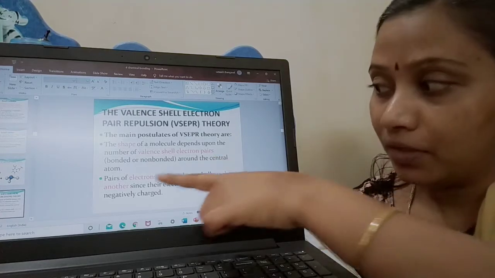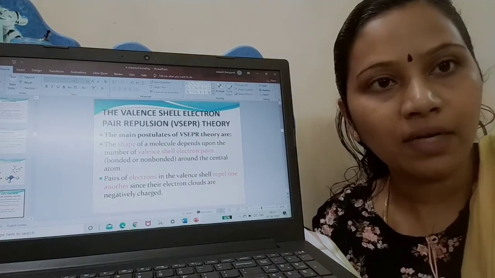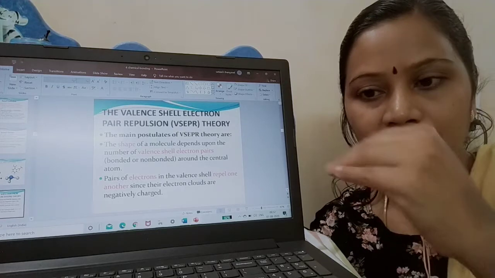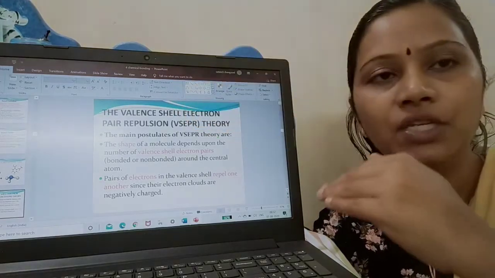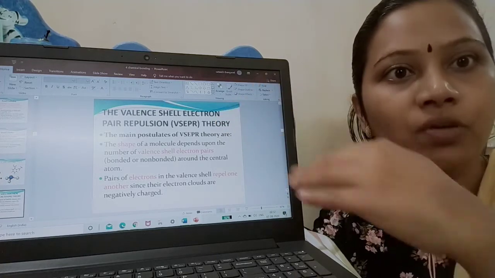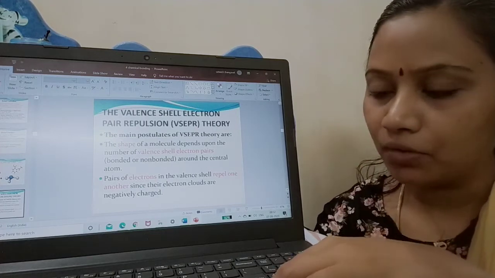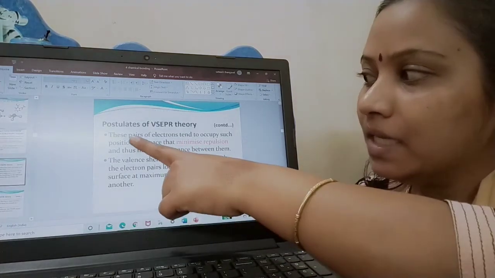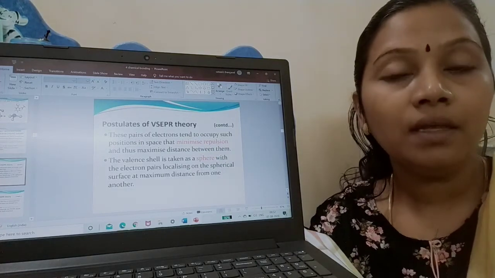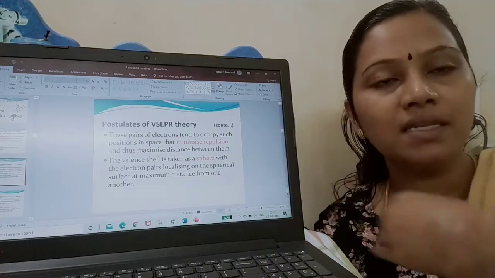And the pairs of electrons which are present in the valence shell repel one another because all electron pairs are negatively charged. So this is clear. I told you around a central atom we have different subshells, P, S, D, F like that, and each would be having electron pairs. Now there is a repulsion between the orbitals because they all are negatively charged. So there is a repulsion between all these electron pairs, and in order to minimize the repulsion, they try to occupy such a position that they are maximizing the distance between them.